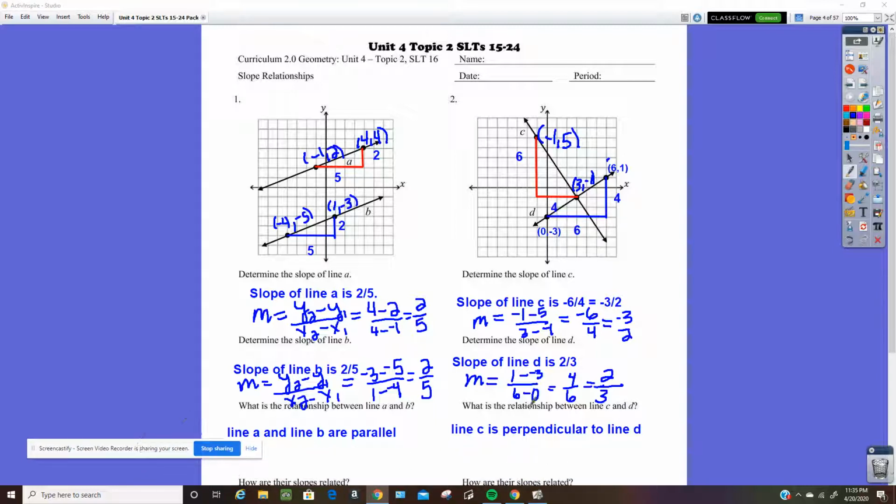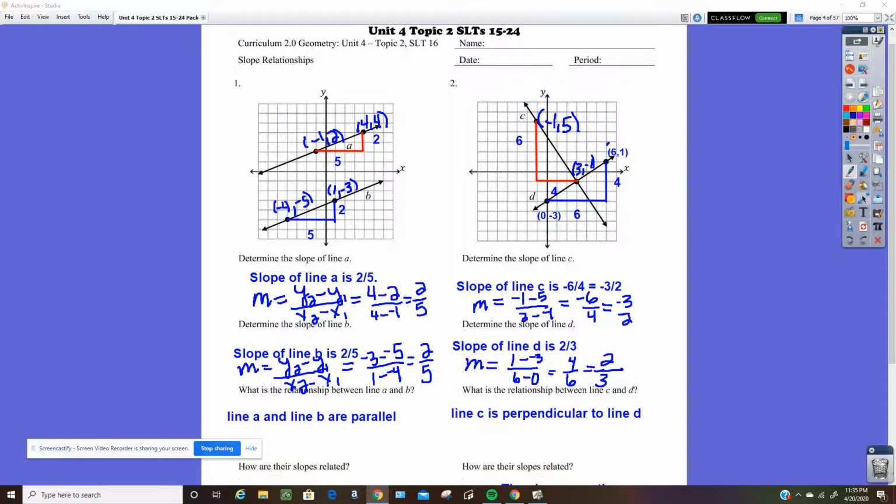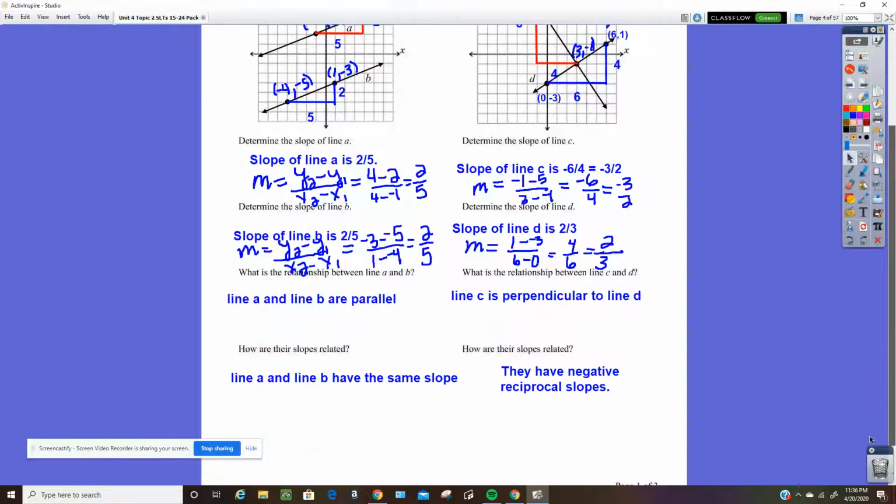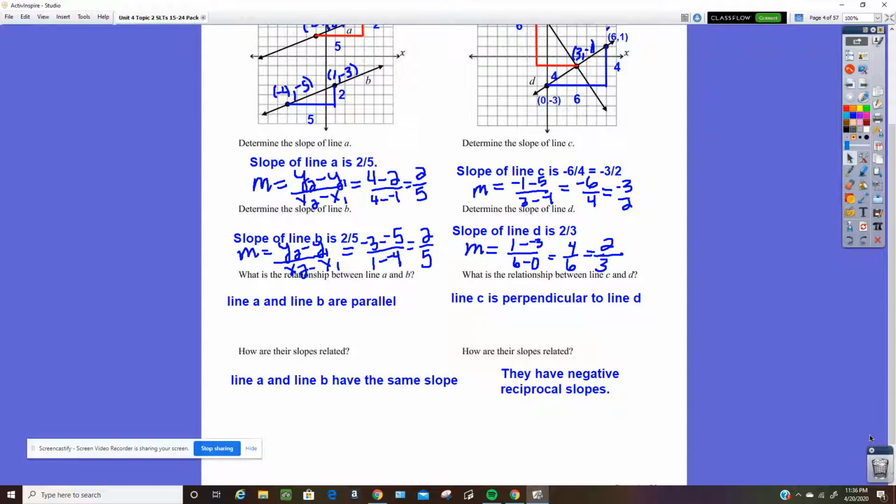So if I go down here, scroll down, let me scroll down here. So parallel lines have the same slope, and perpendicular lines have negative reciprocal slopes.